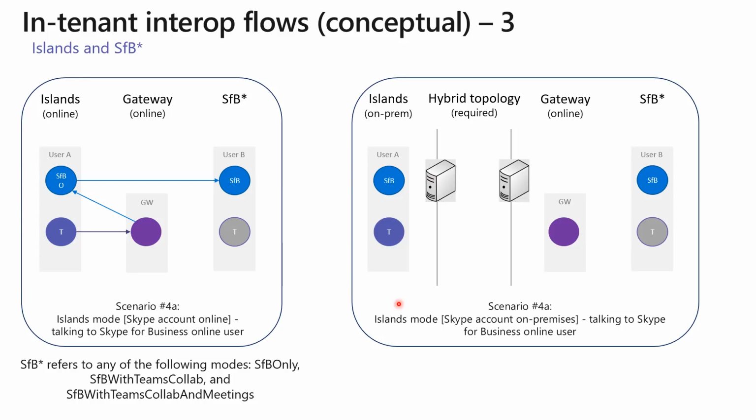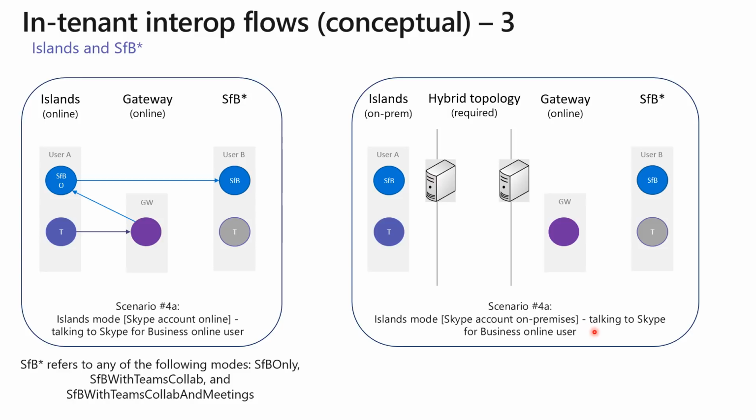This scenario shifts things just a little bit by indicating that our islands user, in this case, has their corresponding Skype for Business account on premises. So let's recap here. This is user A. Their Skype for Business account is homed on premises. They do have an enabled Teams account. We have the requisite hybrid topology in place, split domain. In this case, we're going to be talking to a Skype for Business user, as we saw before with user B, so they are not enabled in Teams. And we have a corresponding gateway available.